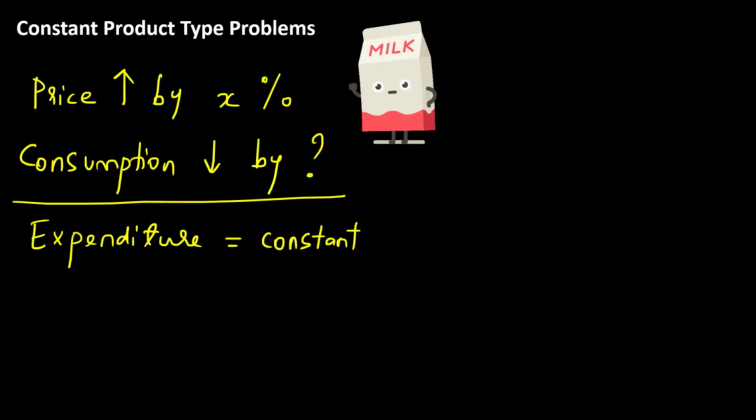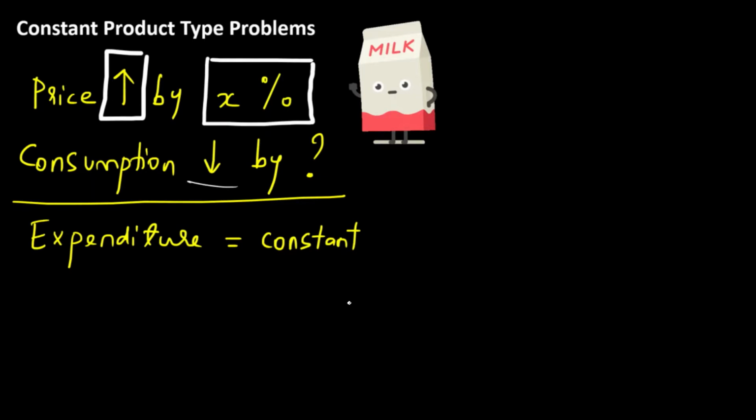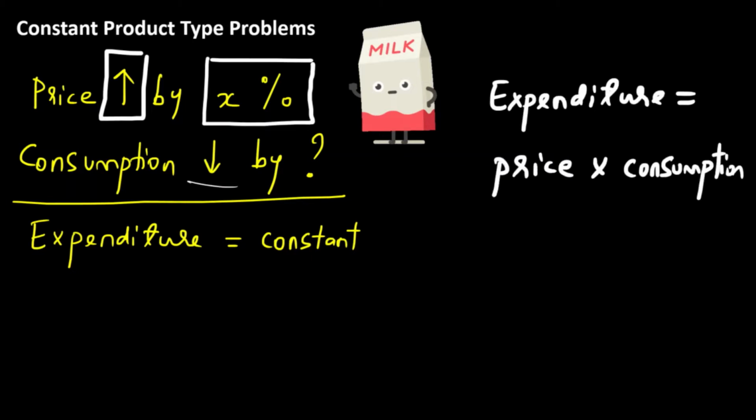Now over here you can note that the price increased by X percentage, right? And therefore the consumption has to be decreased by some percentage. Why is that so? Because the expenditure is equal to the price into consumption, right? For example, if the price of a packet of milk is $1 and if they used to consume 5 packets, that's a total of $5. Now if the price goes up to $2, they can only consume 2.5 packets, right? So 2 into 2.5 is also 5, 1 into 5 is also 5. Alright, so that's what we mean with this type of questions.